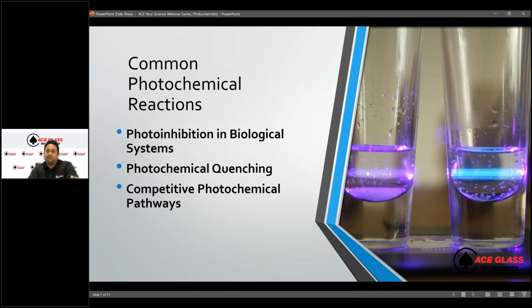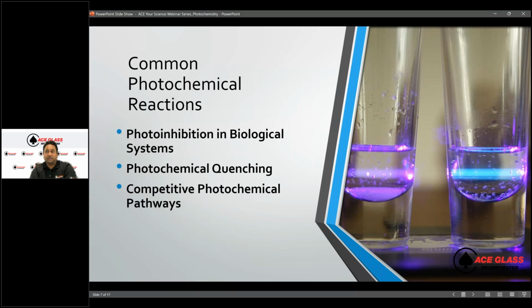So, photochemistry has a few applications in a variety of industries. You have photoinhibition in biological systems. You have photosynthesis, which we're very familiar with because we all learned about it when we were in grade three. But what's really exciting are applications like photochemical quenching or competitive photochemical pathways.